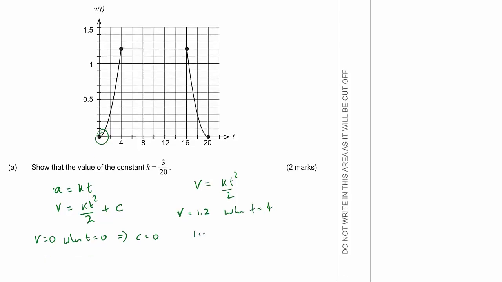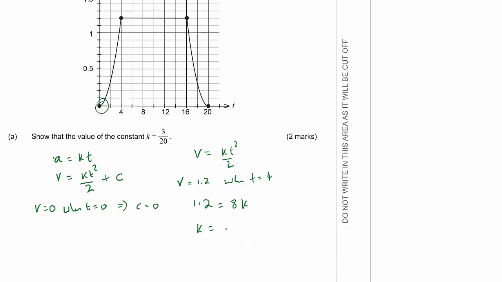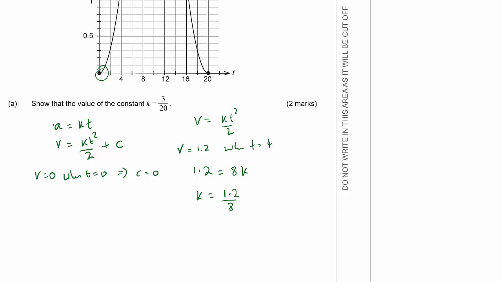So we get 1.2 is equal to k times 4 squared, 16, divided by 2 is 8, so 8k. And therefore k is going to be 1.2 divided by 8, which is 12 divided by 80, which is 3 divided by 20.